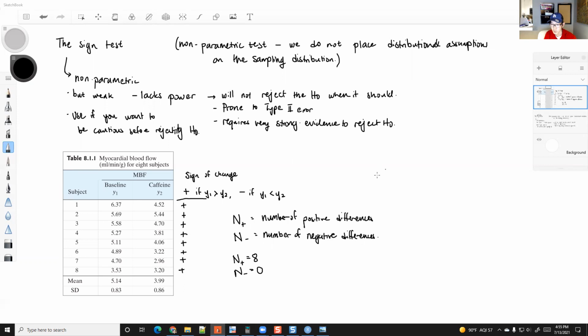All right. When you do the sign test, the null hypothesis is basically that the values for baseline and caffeine are similar to each other. So as far as differences go, there's about an equal chance of having a positive or a negative difference.